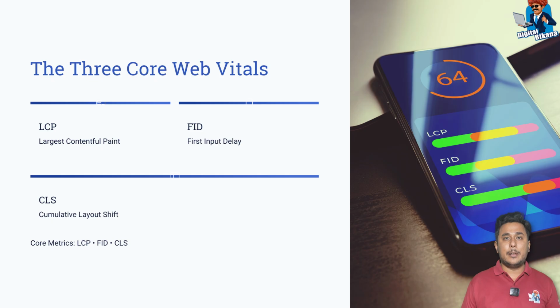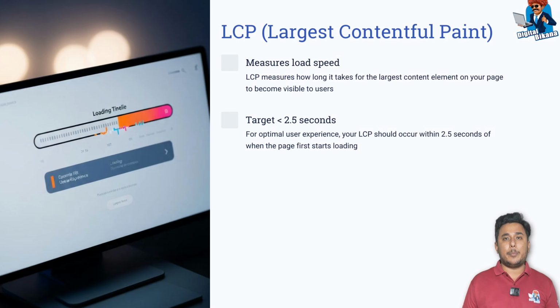That is LCP, meaning Largest Contentful Paint, FID, First Input Delay, and CLS, Cumulative Layout Shift. LCP measures loading performance, how long it takes for the largest element like an image or text block to appear on the screen. The goal is under 2.5 seconds.